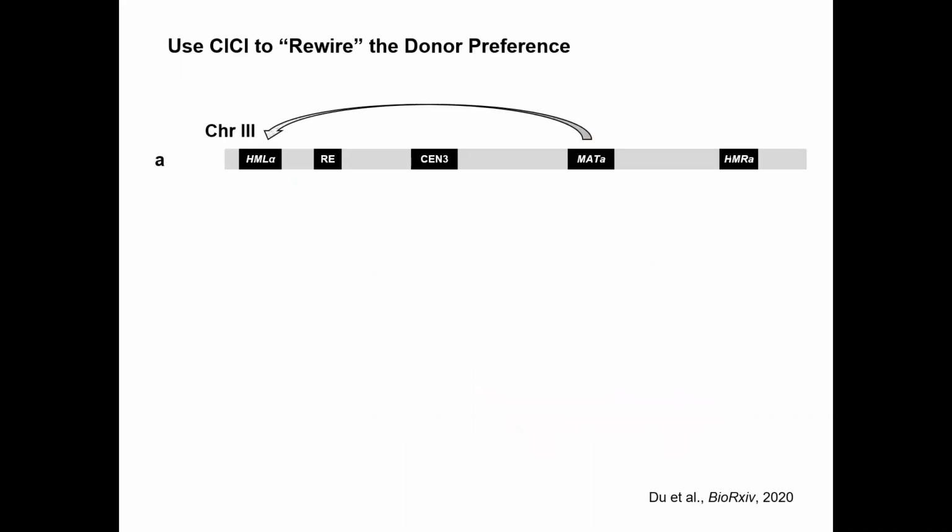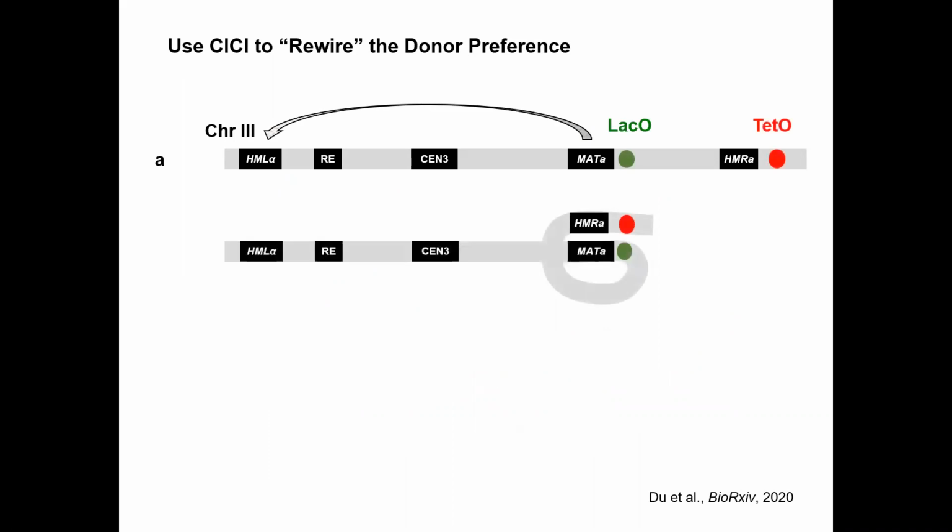So with CICI, this imposes a perfect problem for CICI, right? Because if in A cells, the mating locus is naturally close to HML, then we can put our CICI pair here to force the mating locus to interact with HMR instead. And then we should see a rewiring of the donor preference.